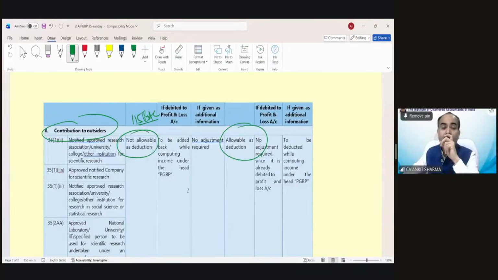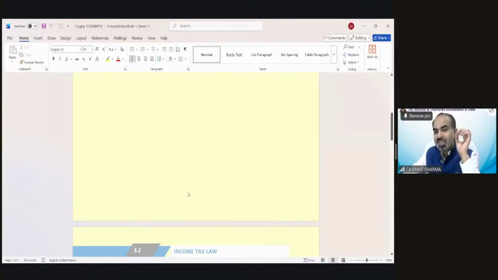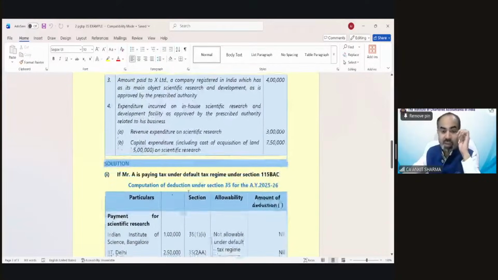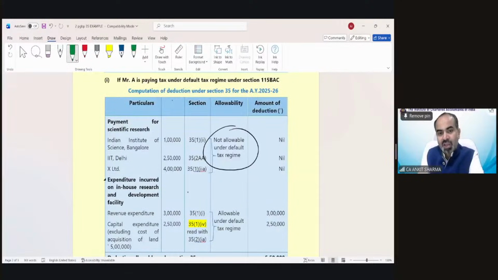Illustration number 5 also explains the applicability and the solution. This is also from your study material. You can go through illustration number 5. In that illustration, you will see that in-house scientific research expenditure is allowed under both regimes, and the payment for contribution is not allowed under default tax regime. So I believe you must have understood what I was trying to say: under PGBP, be very careful about the expenditure.